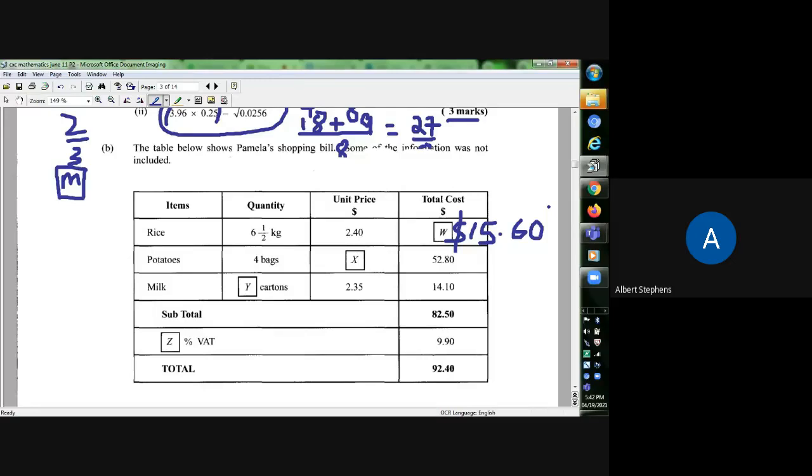All right. Who wants to take on X, the one that says potatoes? Who wants to take on X? X is $13.20. All right. Okay, how did you arrive at that answer? Sir, I divided the total cost by the quantity. Okay, so basically we're trying to find out the cost for 1 unit, isn't it? Yes. So 52.8 divided by 4. How much do you get?